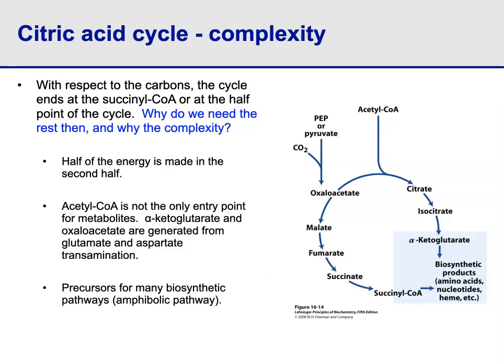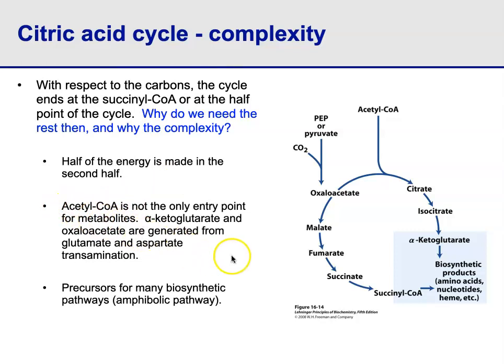Okay, so with respect to the carbons, the cycle ends at succinyl-CoA. The carbons are released, which is the half point. Then why do we need the rest? And why such complexity? If we only care about the carbons, well, we're done. Succinyl-CoA, all the carbons are released. Yeah, but if you look carefully, you will see that half of the energy of the citric acid cycle is made in the second half.